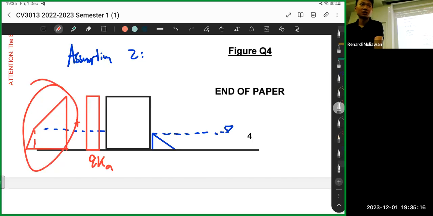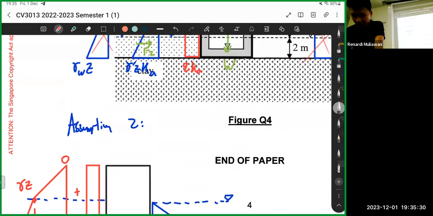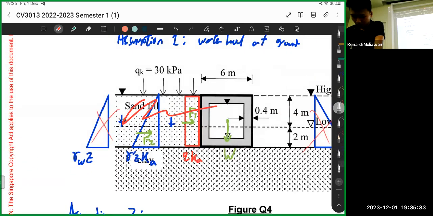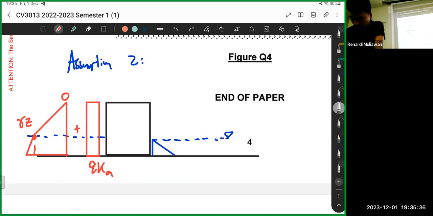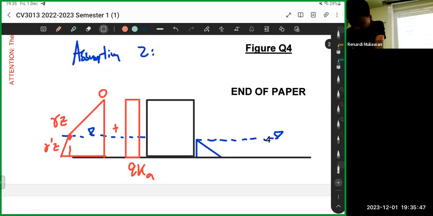Y'all know why the distribution is like this, right? By the way, this one is the sand. Okay, why? Because this one is 0, right? It starts at 0. Here it's gamma times Z. Why is gamma? Because it's dry. So only below this line is saturated, right? So this one we use gamma prime Z. Okay. Then we have water.